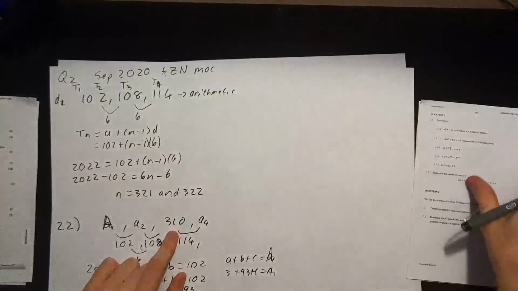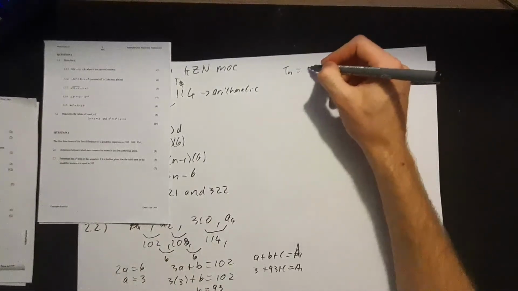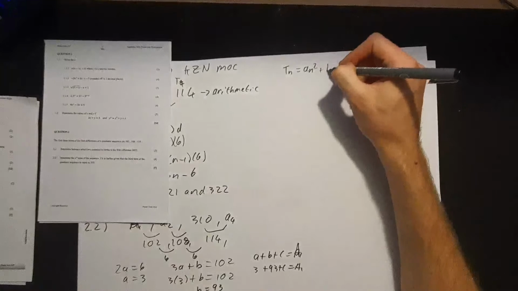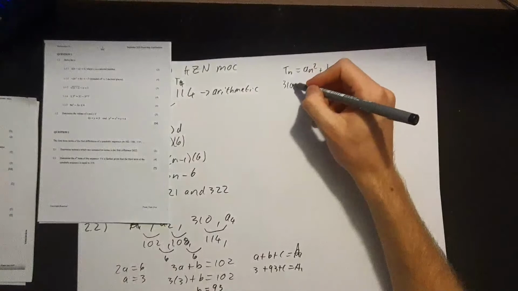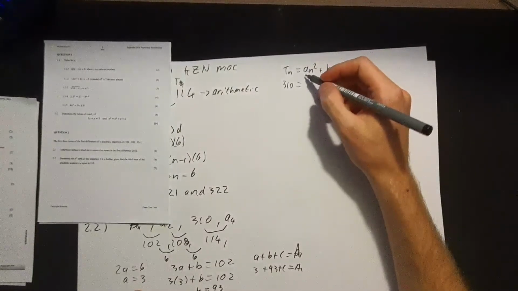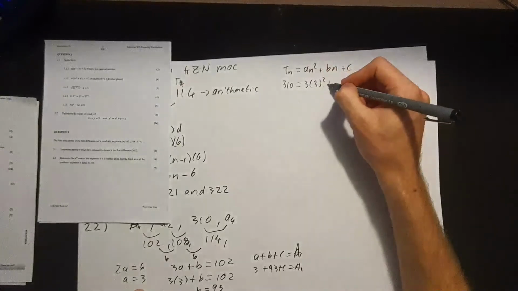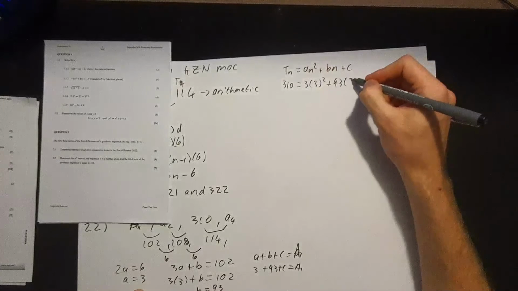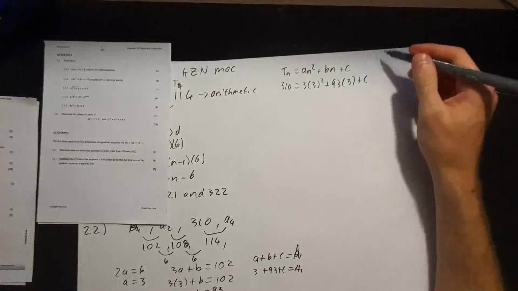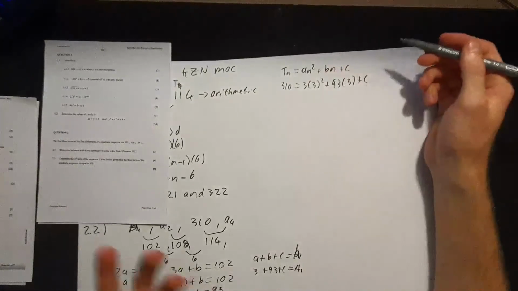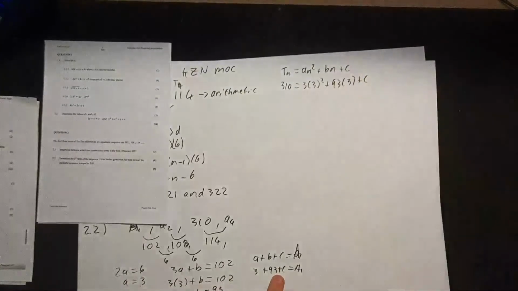So I'm just going to go back up here. We know that the general term Tn equals an squared plus bn plus c. Okay, so now we have 310 equals, we've already solved a, which is 3 times the third term squared plus b, which is 93, times the third term plus c, which is what we want. So actually from here we can just find c. We don't even have to go here. That's if they wanted us to find the first term. Okay, so just solving this out.